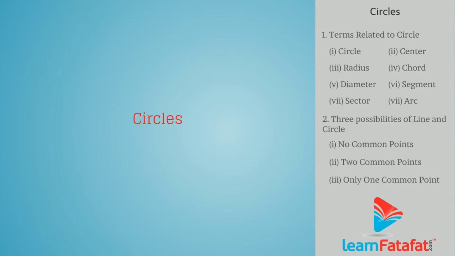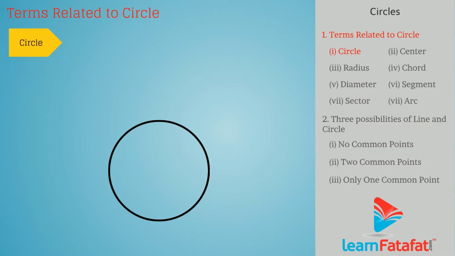Circles. Terms related to circle. Circle. Collection of all points at constant distances from a fixed point in a plane is called a circle. Center. The fixed point from which all other points are equidistant is called center. The point O in the circle is center.